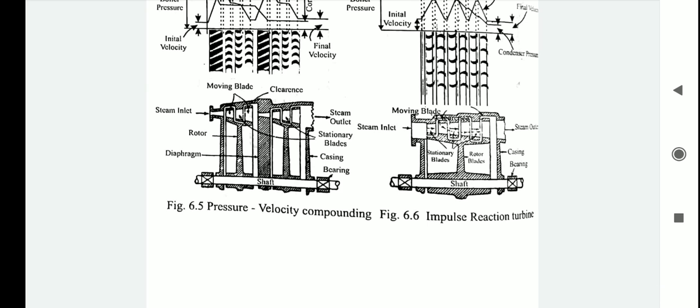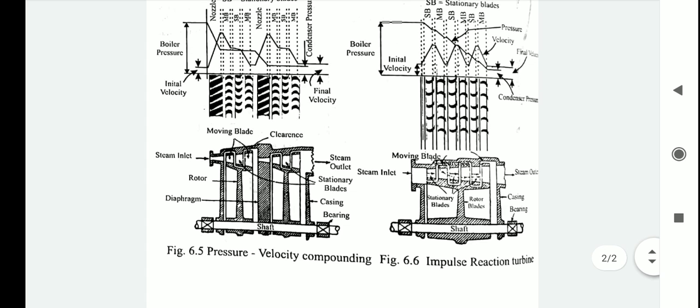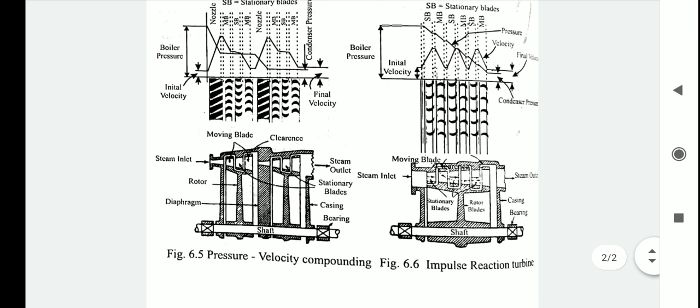And the last one is the impulse reaction turbine. Here, in this type of turbine, both principles, namely impulse and reaction, are applied, as you can see from figure 6.6. The fixed blades in this arrangement correspond to the nozzle referred to in the impulse turbine. Instead of a set of nozzles, steam is admitted around the whole circumference.